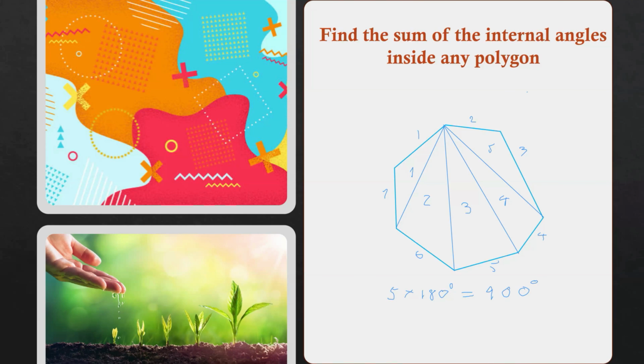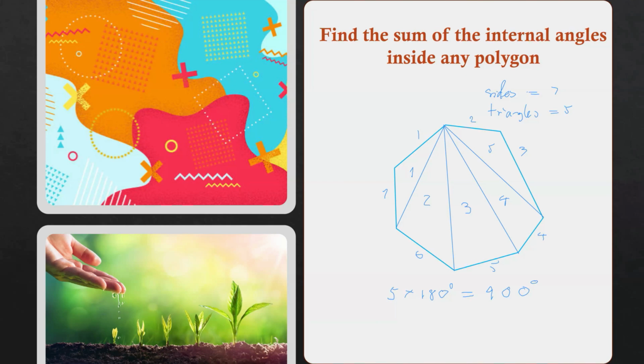You also notice this: the total number of sides equals 7, and the triangles equal 5. So you see the difference is 2. So all you need to do is count the number of sides and take away 2. Then you know the number of triangles that you can create. Then you times that by 180.